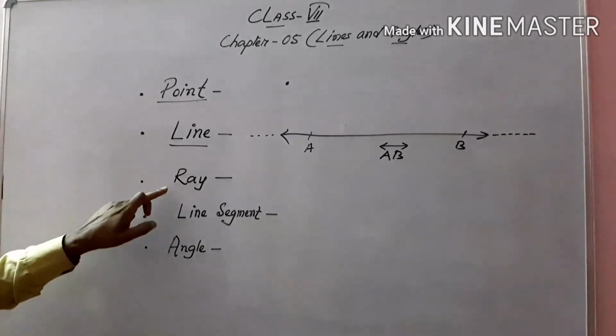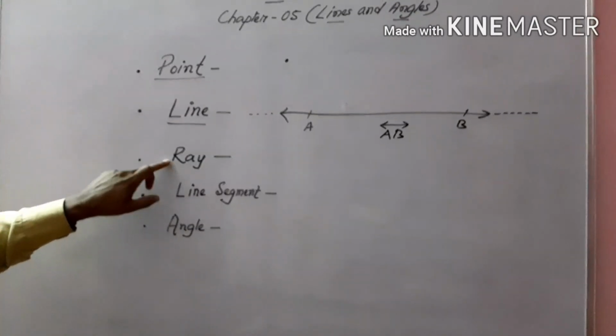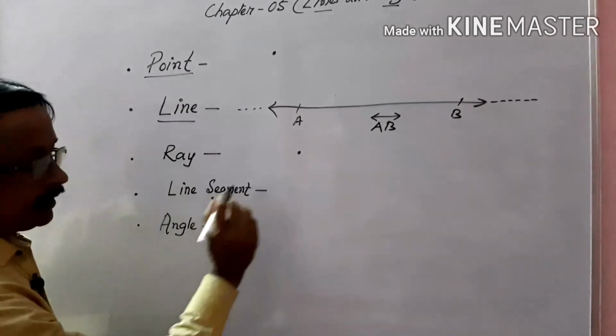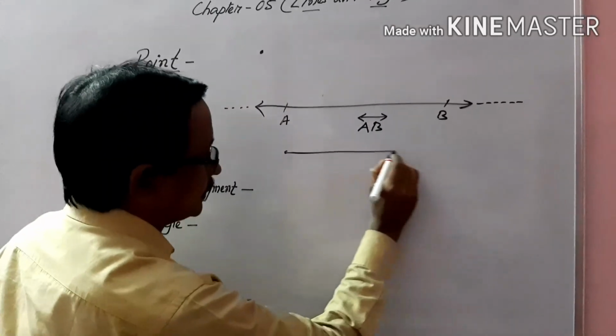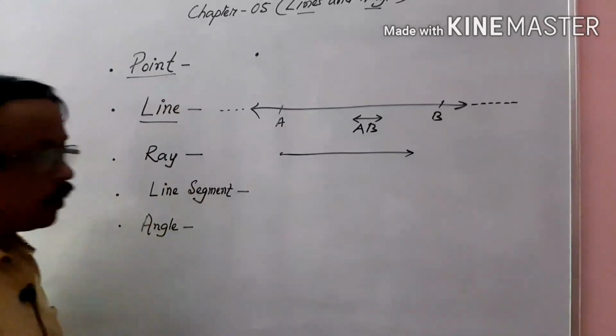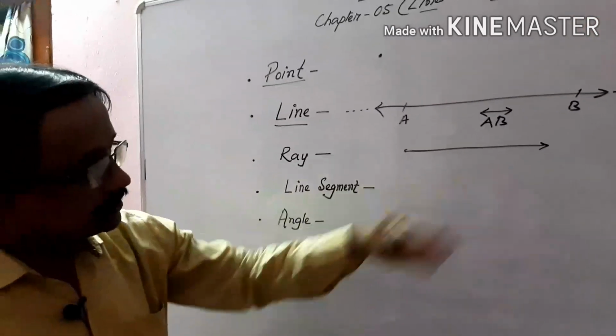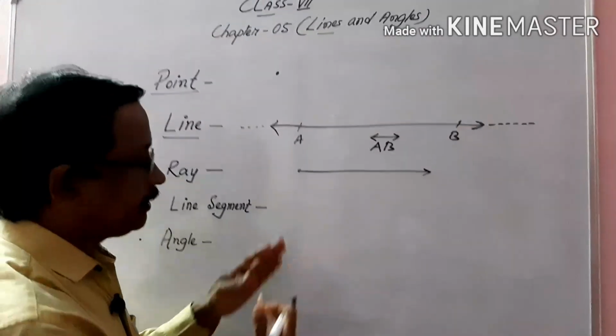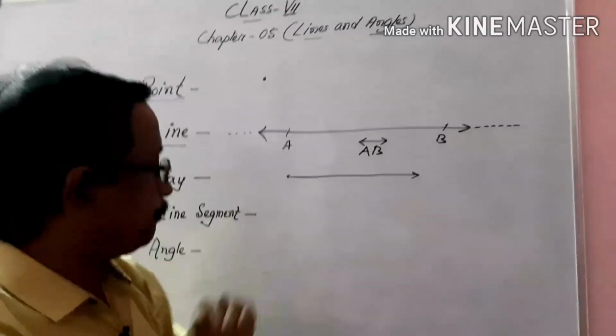Next comes the ray. What does it mean? A ray has one endpoint and on the other side we can extend it as long as required. So that means it is a ray. So how do you define a ray? A ray has one endpoint.